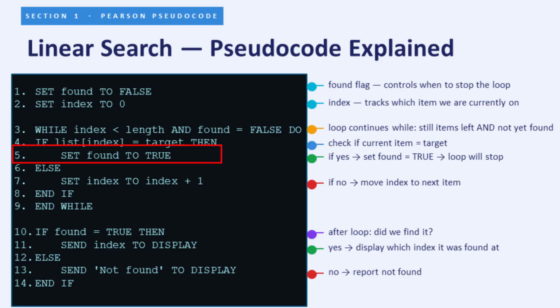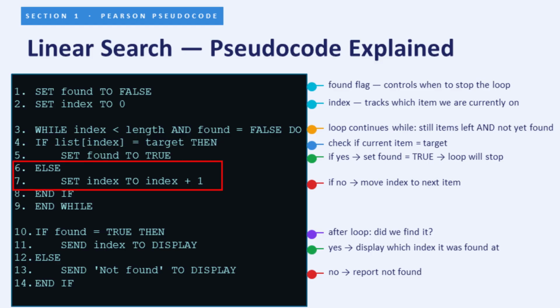Line 5, set found to true. If the comparison matched, the item at the current index equals the target, we flip the switch. Set found to true. This means the while loop condition on line 3 will now be false, so the loop will stop on its next check.